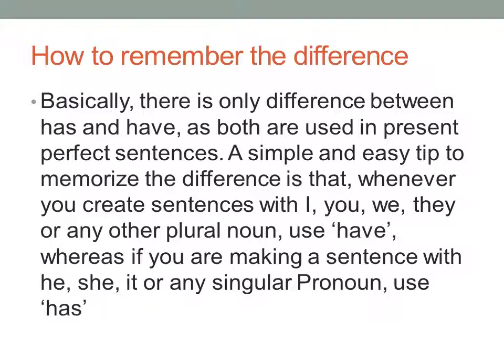How to remember the difference? Basically, there is only one difference between has and have, as both are used in present perfect sentences. A simple and easy tip to memorize the difference is that whenever you create sentences with I, you, we, they or any other plural nouns, use have. Whereas if you are making a sentence with he, she, it or any singular pronoun, use has.